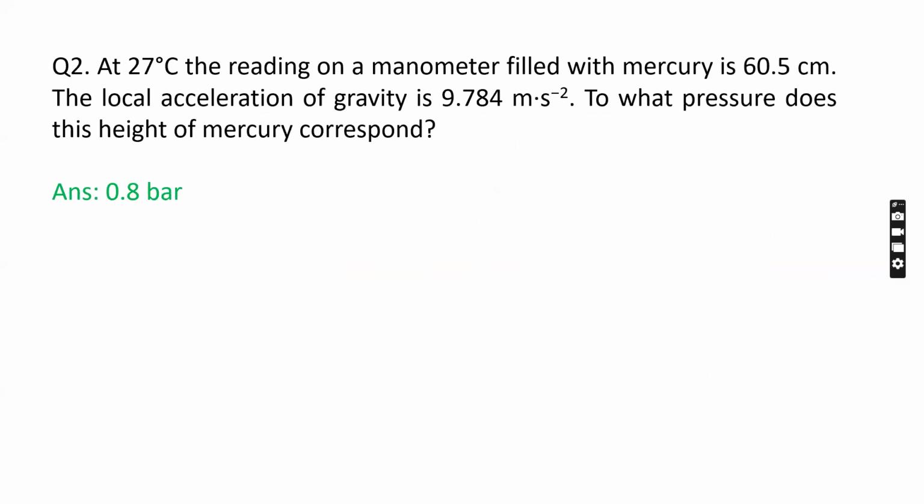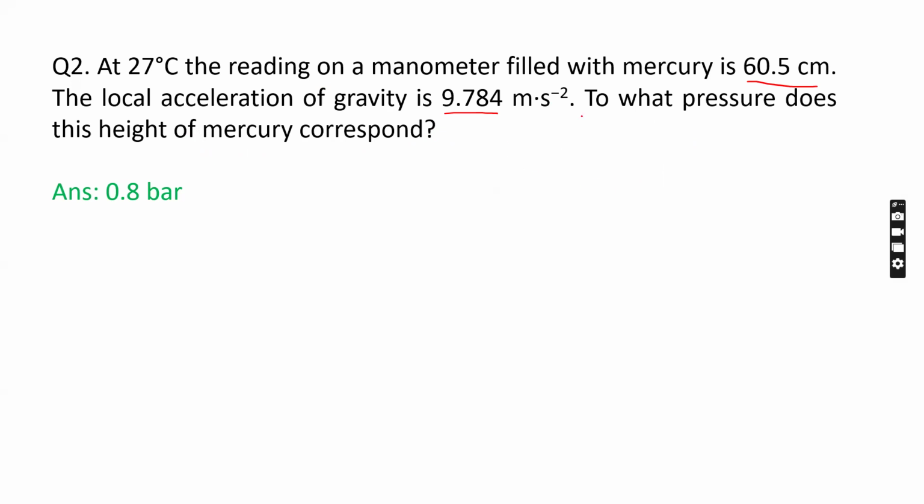Second question is at 27 degrees Celsius, the reading on a manometer filled with mercury is 60.5 centimeter. The local acceleration of gravity is 9.784 meter per second square. To what pressure does the height of mercury correspond?